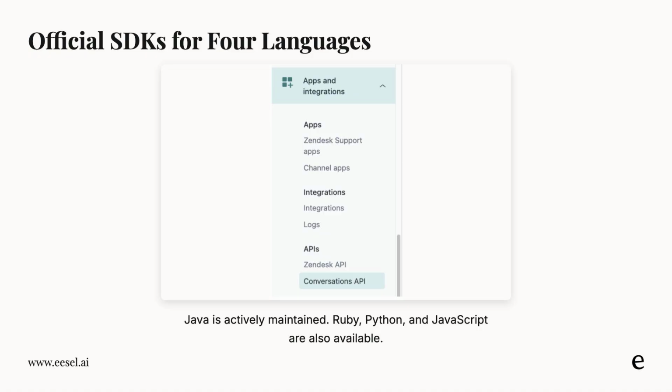Zendesk ships official SDKs for Java, Ruby, Python, and JavaScript, all available in open-source repositories. The Java SDK gets the most active maintenance from the Zendesk team. Ruby and Python are auto-generated from the OpenAPI spec, keeping them current with every API update. There's also a full Postman collection and an OpenAPI spec if you prefer building your own client.